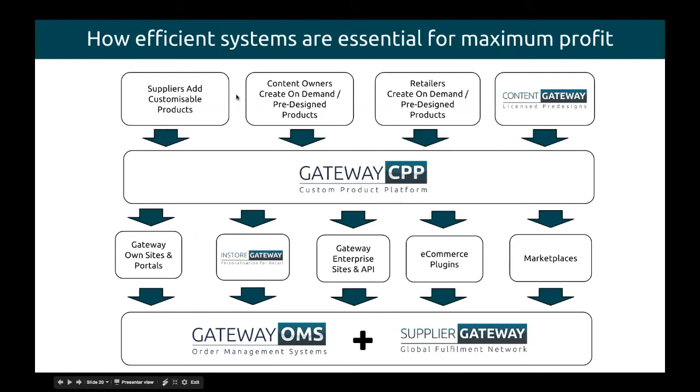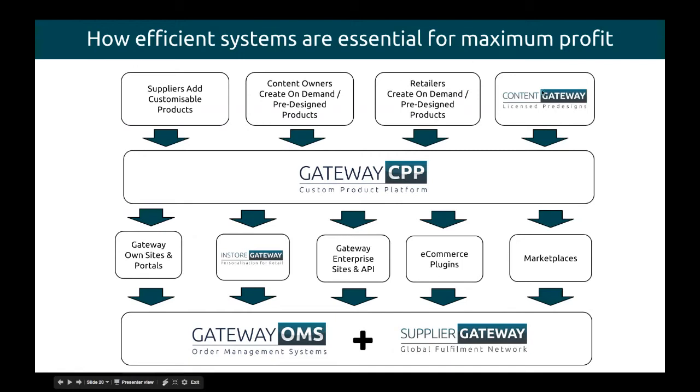So across the top we have people creating products. Suppliers can add customizable products into CPP. Content owners can create print-on-demand products and pre-designed products and add them into the platform. Retailers can create print-on-demand and pre-designed products.